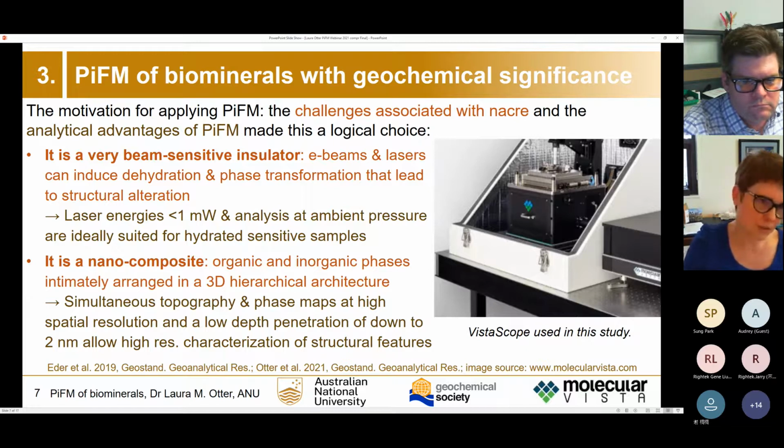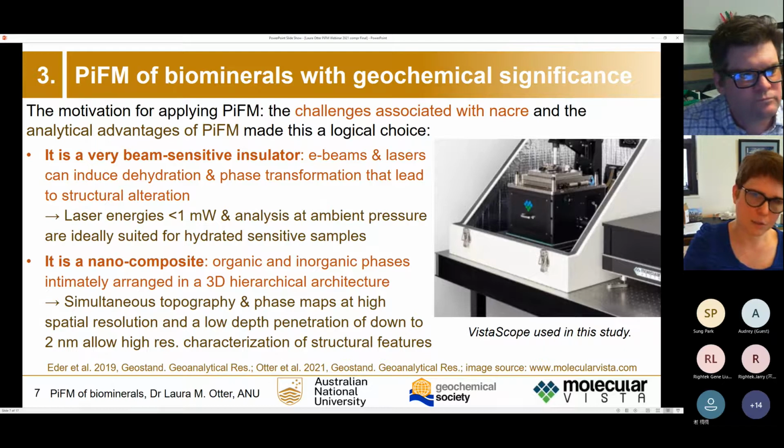So, PFM uses these low laser energies of less than 1 milliwatt, and analyses are also performed at ambient pressure, so there's no vacuum involved, which would also change phases, perhaps. So this is ideally suited to look at hydrated, sensitive samples like nacre and other biominerals.